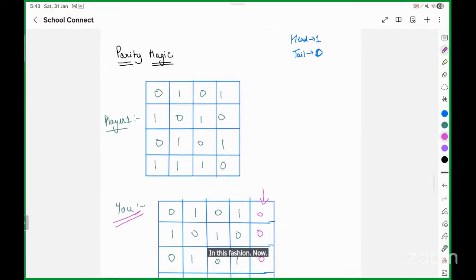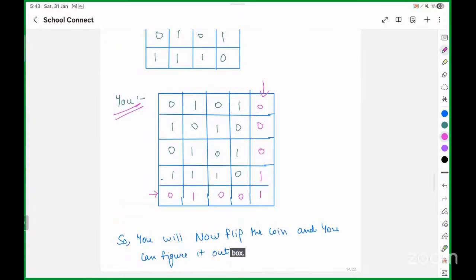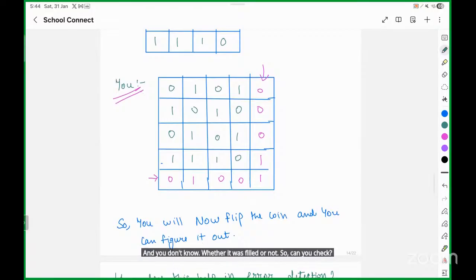Now, player 1 will flip one of the coins in this 5 cross 5 box, and then we have to find which cell has been flipped. Let's say the box has been flipped from this to 1. So now you have to find that this is the box which was flipped. Can you tell how you can determine this? Initially it was 1 and you don't know whether it was flipped or not.